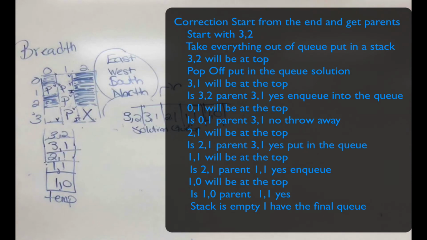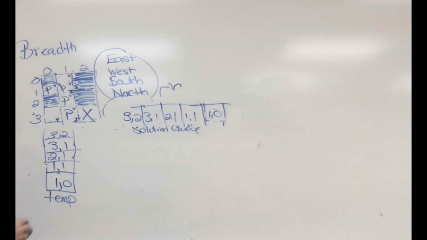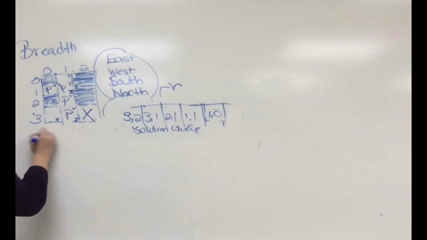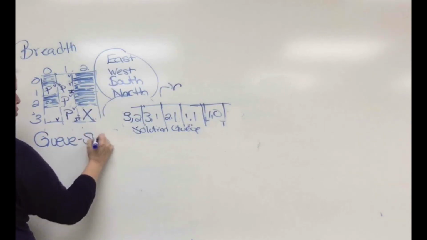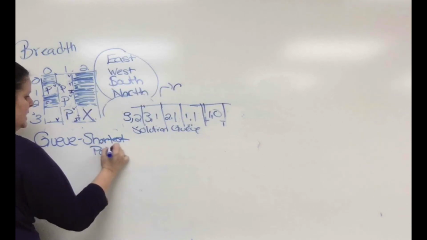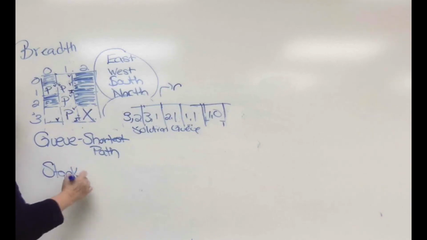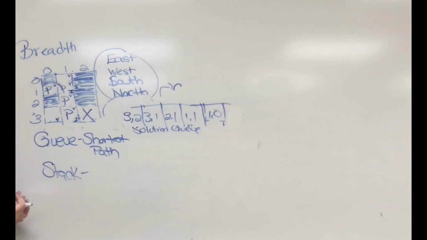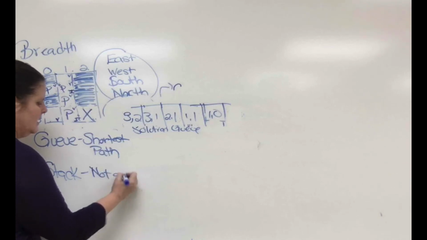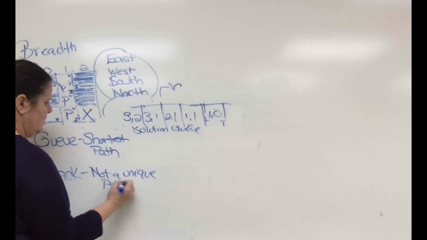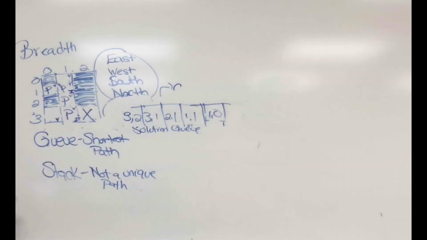Now in this case, the stack solution and the queue solution were the same. That's not always going to be the case. The queue solution is always going to be the shortest path, meaning that if it only took 2 steps to get to the solution, but there's a 5-step solution, it's always going to find the 2-step solution. The stack won't find one unique path, meaning that it may find the 5-step or the 2-step. Now, if there were 2 shortest paths, meaning that both took 2 steps, then that's a crapshoot. It's going to pick one or the other.